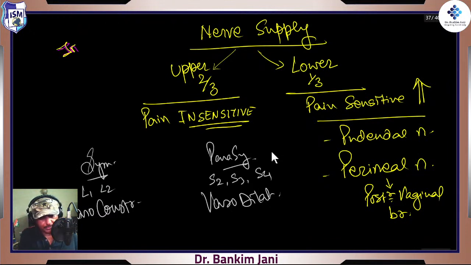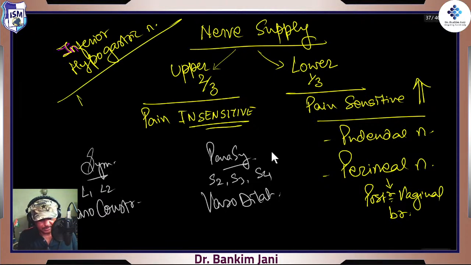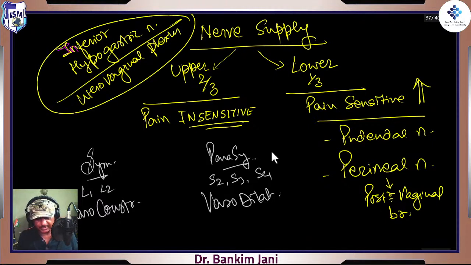Carried by inferior hypogastric, right? Even the uterus was also having the same thing, right? So same thing happens over here. Inferior hypogastric plus uterovaginal plexus. So this is what it carries, all of them, right? So it is the plexus which is so vital.